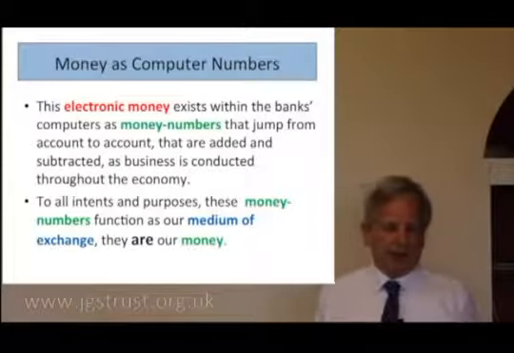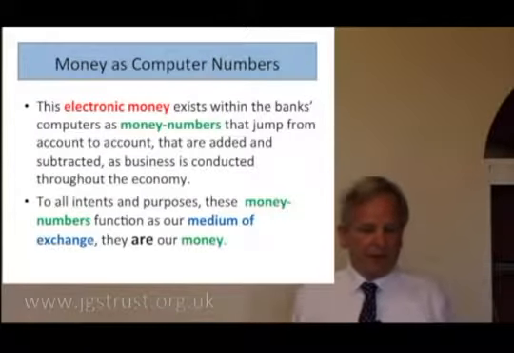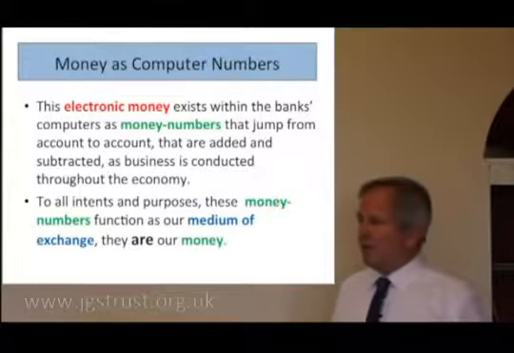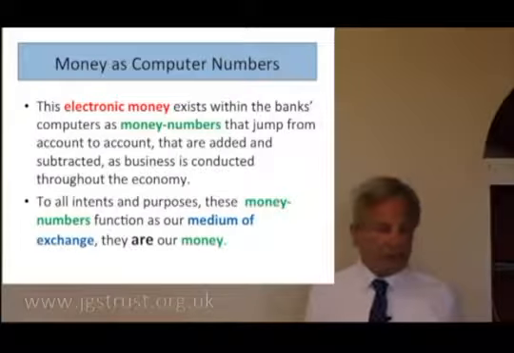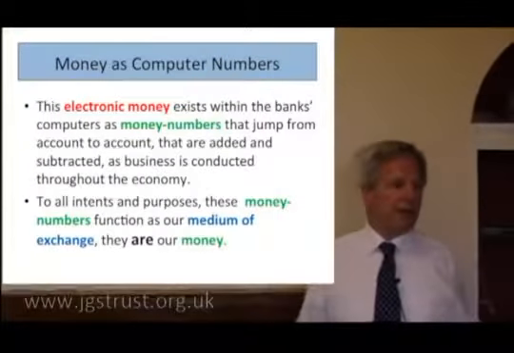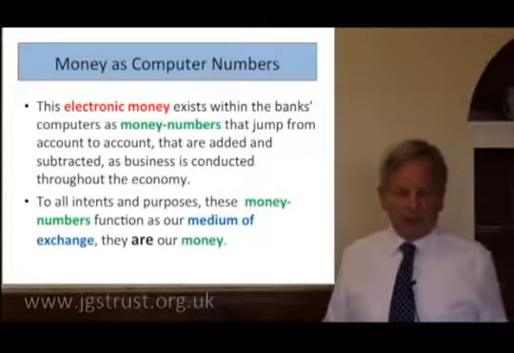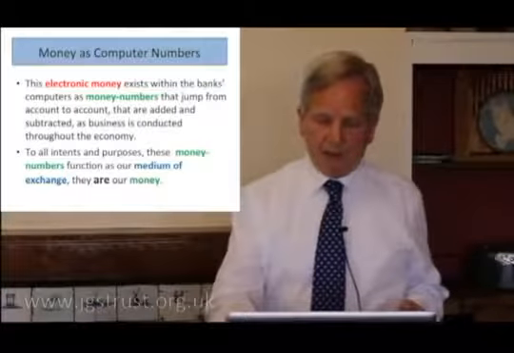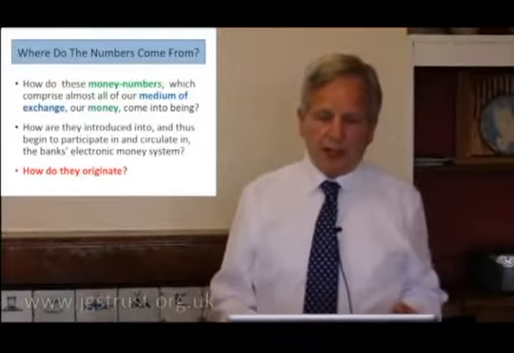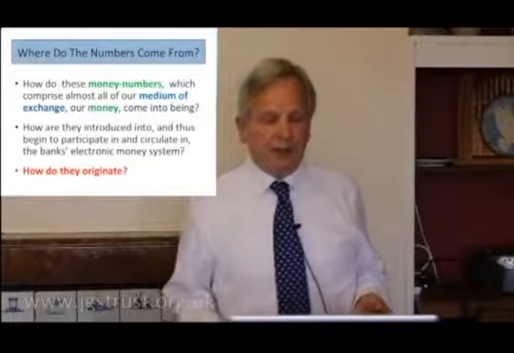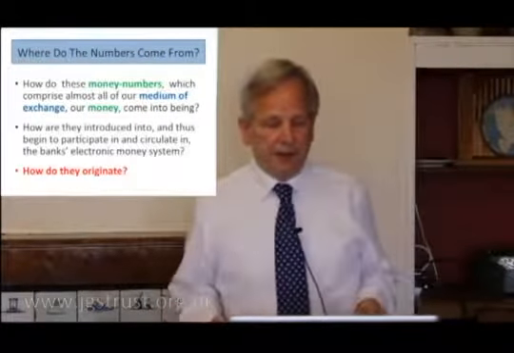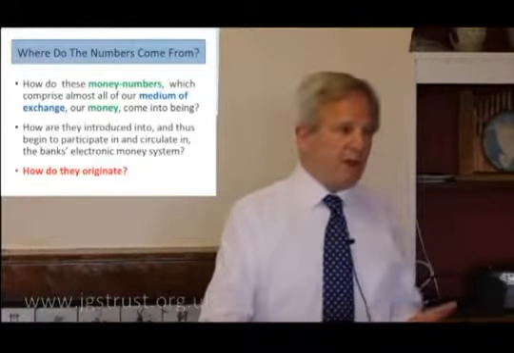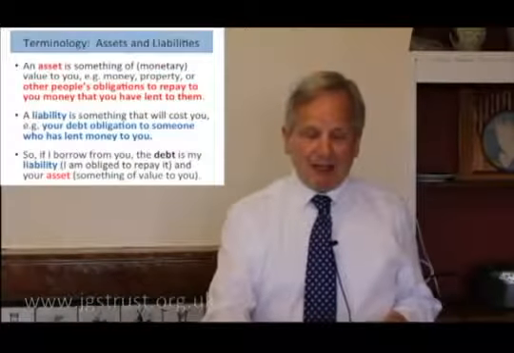So stuff is bought and sold and so on. So these money numbers, as we might think of them, these numbers within the bank's computers, are our medium of exchange. It's what we use to run our economy, and in that sense they are our money supply. So the question then arises, how do they come into being? Where do they come from? How do they get into the computers? How do they originate? And most people in this room know the answer to that, but let's have a look.